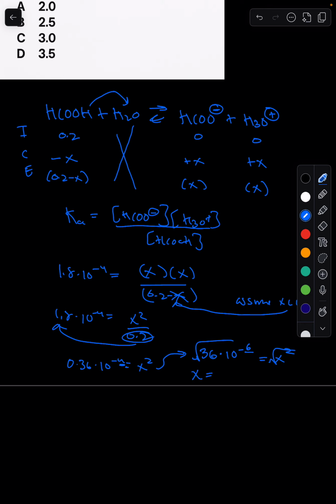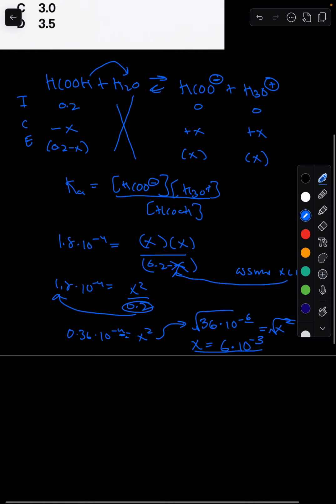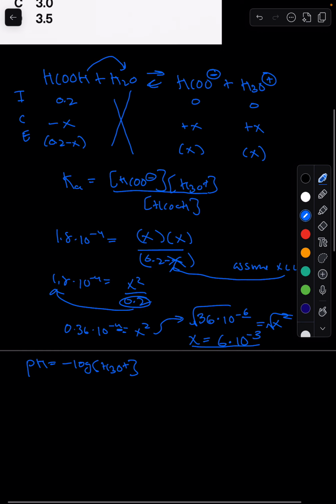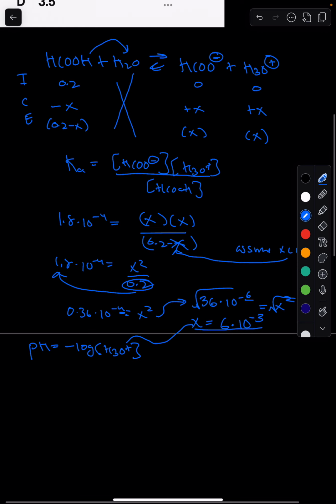So now we get x is, the square root of 36 is 6, and the square root of 10 to the negative 6 is always the exponent divided by 2, so negative 3. We're not done, we have to find the approximate pH. Now, the pH is equal to the negative log of hydronium. And since hydronium is equal to x, we can let x equal hydronium.